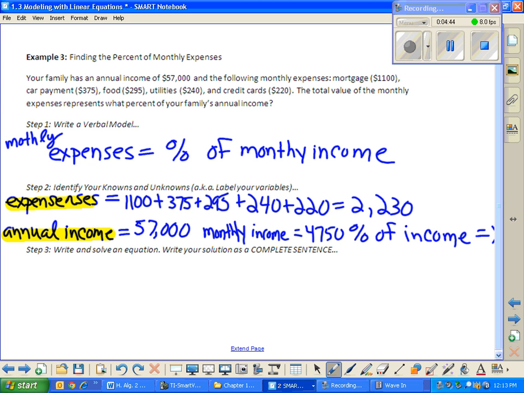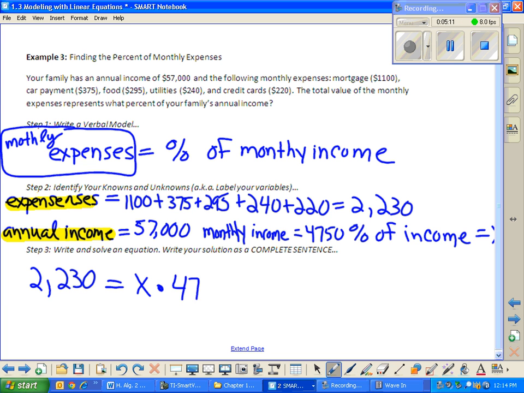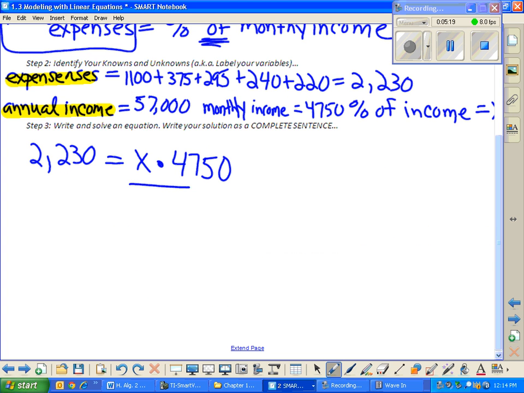So with that, I can go ahead and use this verbal model to write an equation. So the first block I see here is my total monthly expenses. And my monthly expenses in this case totaled up to $2,230. And we're trying to figure out the percent X that is of my monthly income. Of in math class, again, means to multiply. So that's why I swapped that out for a multiplication symbol. And then to figure out the percent, well, hey, we just divide both sides by 4,750.